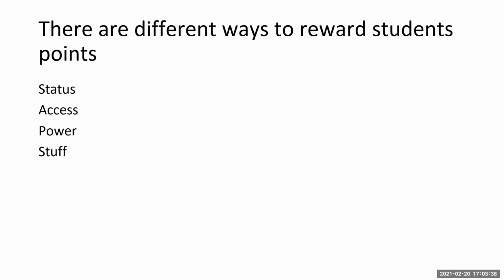Of all of them out there, from a gamification perspective, status is the easiest one for you to leverage. Access is the second easiest. Power is slightly more difficult. And stuff is the most expensive because you have to actually buy stuff, and it can have a negative impact. So I kept it really simple. I was just literally going for status. But there are different ways that we can do it. Let's move on.